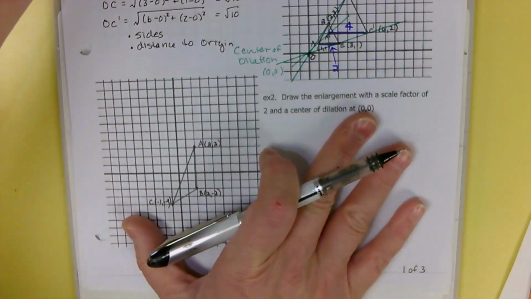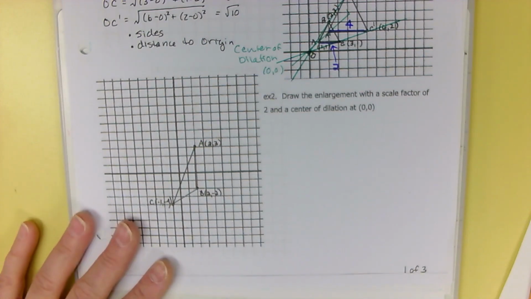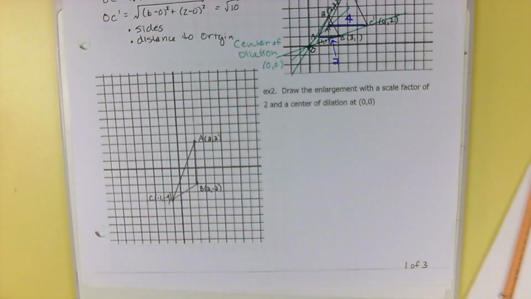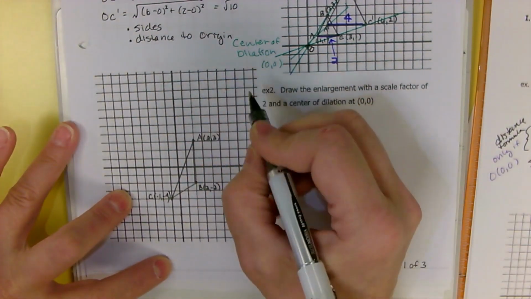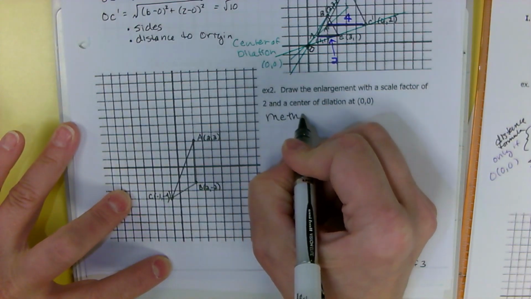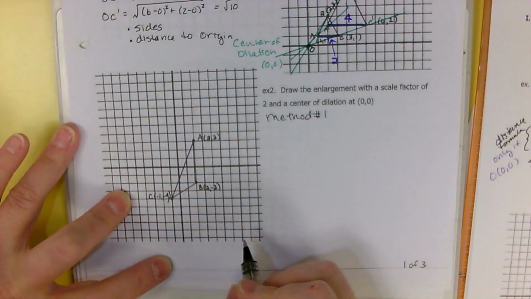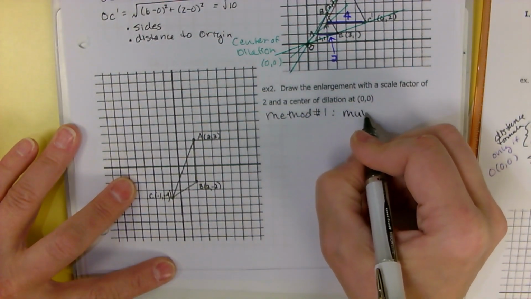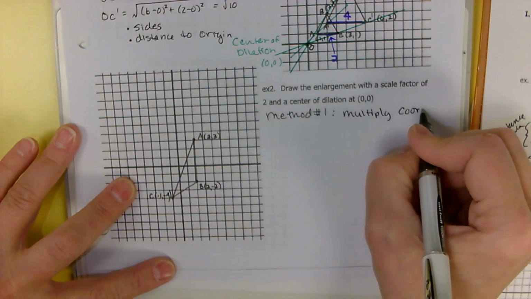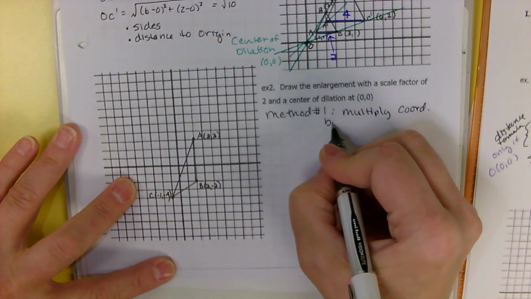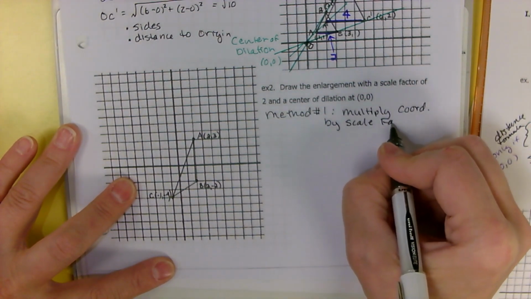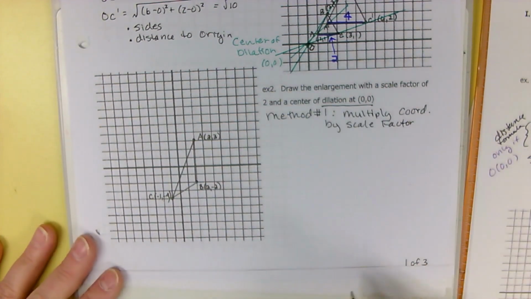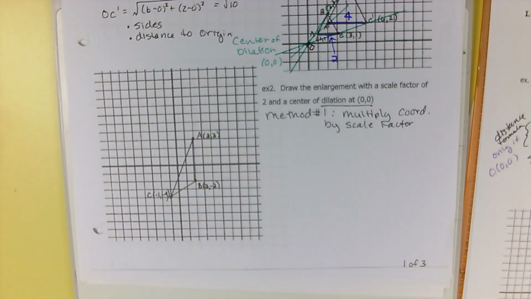All right, example number 2. Draw an enlargement with the scale factor of 2 and a center of dilation at 0, 0. Okay. There are two methods. Method number 1 is you're going to multiply the coordinates by the scale factor. This works if you have a center of dilation at 0, 0. That's probably the shortest way to do it.